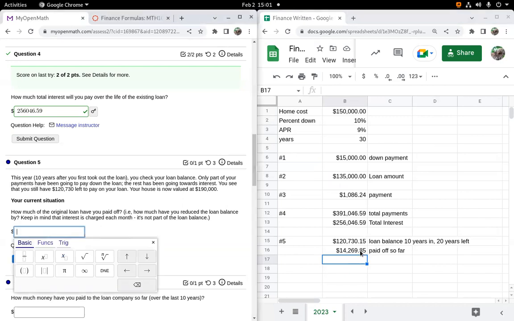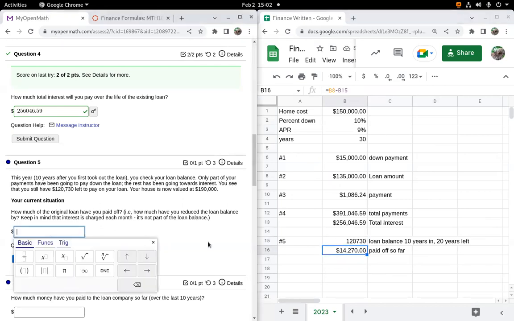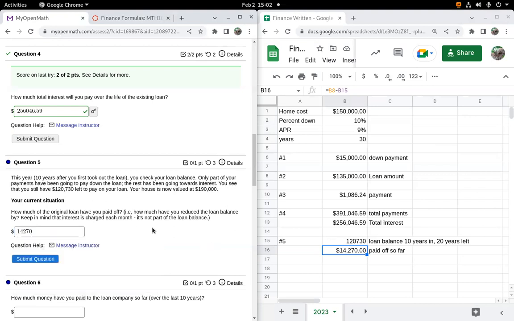And in their version, they had just called this number right here $120,730. So I'm going to go with their version. So I've paid off $14,270 over 10 years. Doesn't seem quite fair, huh? It's the cost of borrowing that much money. It's a heavy cost.